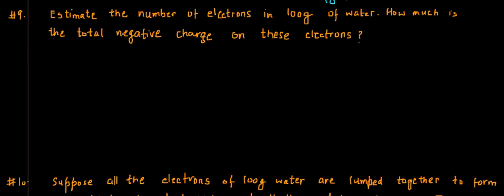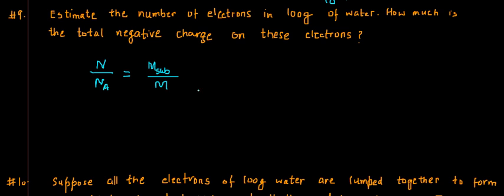Question 9. Estimate the number of electrons in 100 grams of water. How much is the total negative charge on these electrons? Let us see how many molecules of water we have in 100 grams of water. So we could use the formula, the number of molecules divided by Avogadro's number is equal to the mass of the substance divided by the molar mass.